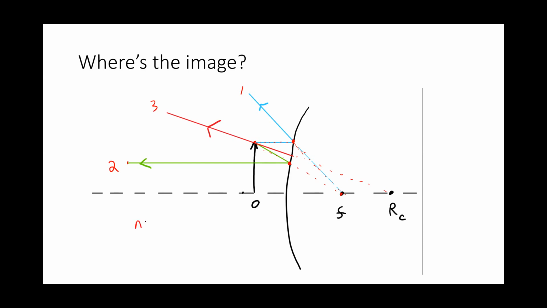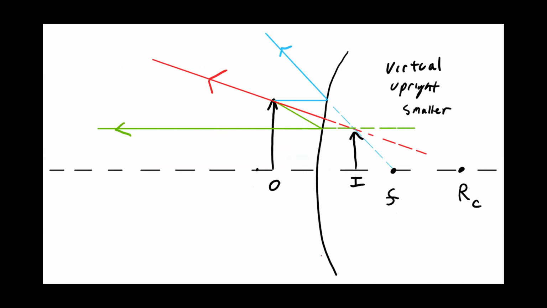So again, I've got no real image because these rays never cross anywhere. That means I'm going to have a virtual image. I can trace those reflected rays back to find the virtual image, and I can see that it's right side up, and it is smaller than the object. So again, with these, it's really important to be careful that the rays you're tracing back are the reflected rays, not the rays that were coming into the mirror in the first place.